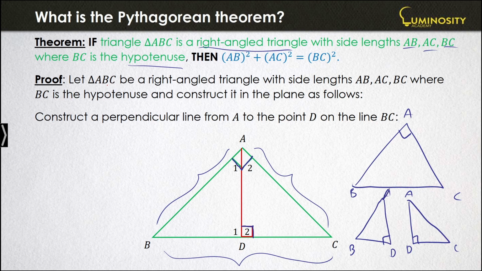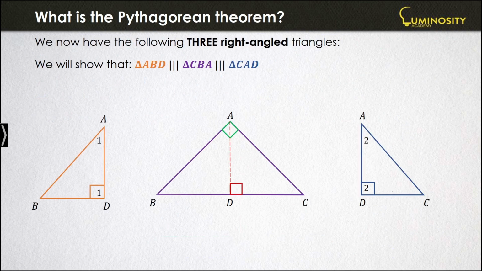Okay, so let's go have a look at the relationship between these three right-angled triangles. What we're going to show is that triangle ABD, triangle CBA, and triangle CAD, in that exact order, are all similar to each other. The similarity properties will allow us to use proportionalities of the side lengths, and then from that we're going to deduce the relationship that we are all familiar with, AB squared plus AC squared equals BC squared.